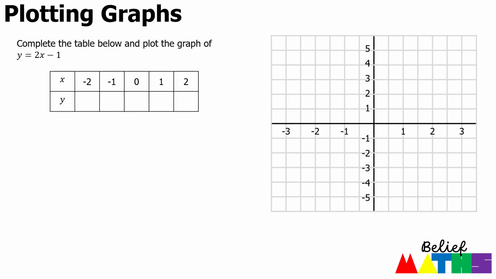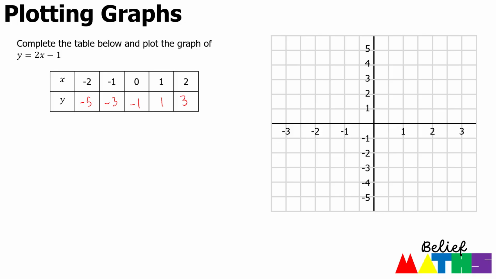Now, plotting graphs can also come up, and usually it comes up in the form of, we're going to put this into a table. Now in this case we just have to substitute each of the x values in to find our y values. Again, your calculator will help you with this, and just remember to always use brackets when you're substituting in a value. So 2 times negative 2 is negative 4, take away 1 is negative 5. Subbing in minus 1 gives us minus 3, minus 1, 1, and 3. Then we can just plot each of these points.